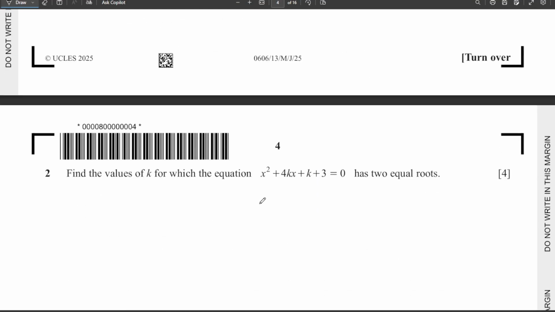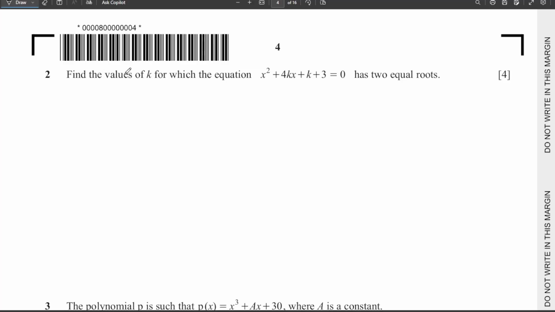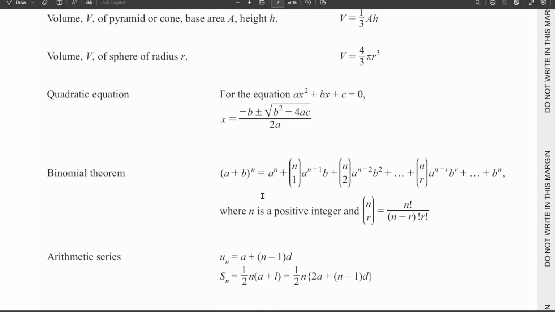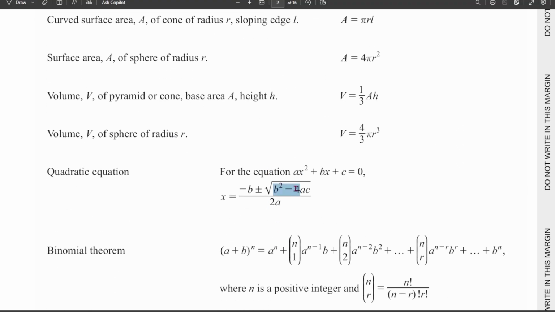Okay, next. Find the values of k for which the equation has two equal roots. Okay, two equal roots meaning the discriminant b squared minus 4ac equals 0, because if I open the formula sheet, remember the quadratic equation. If this equals 0, there's only one root, or basically the roots will be the same. So it will only be -b over 2a, because the square root has no value if it's 0.